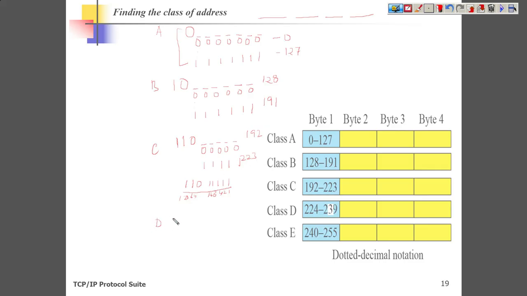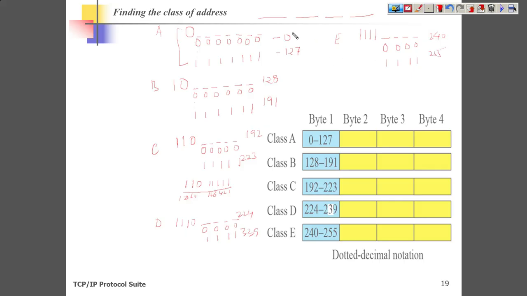Now look at D. In the D class, we have 1, 1, 1, 0. These 4 bits have been fixed. We have 4 bits possible here. You can make all the combinations, and this comes out to be 224 to 239. And finally, let's look at the E class, in which all four bits have been set to 1, and then we have 4 bits remaining in the first octet. So you can just make combinations keeping all 0 and all 1. This will be 240 to 255.